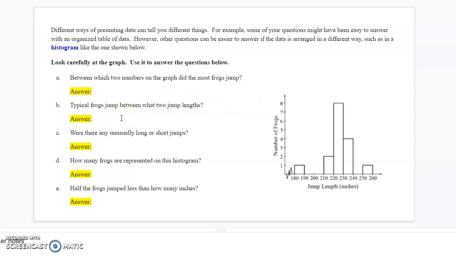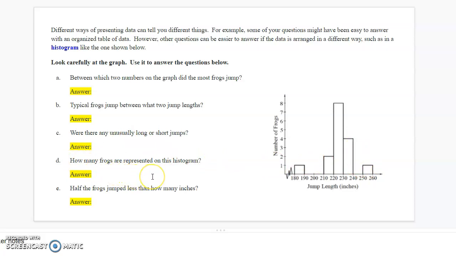For B, typical frogs jump between what two jump lengths? So if you're looking at jump lengths, where did the most frogs jump? C, were there any unusually long or short jumps? The higher the inches number is, the longer that jump is going to be. So for example, there is a short jump. 180 would be very short because you see most of the frogs were jumping further than that. And then there's also a long one on there too.